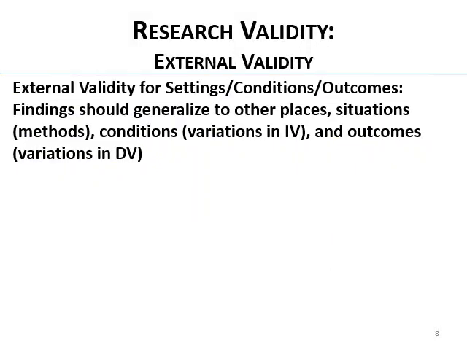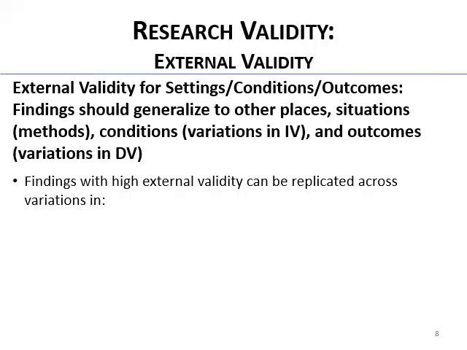So there's also external validity for settings or conditions or outcomes. Basically, your findings should generalize to other places, situations, variations in methods, variations in how you manipulate the IV, and variations in how you measure the DV. So this one's actually particularly important. And this is where you can get a dissertation, by the way, pretty easy.